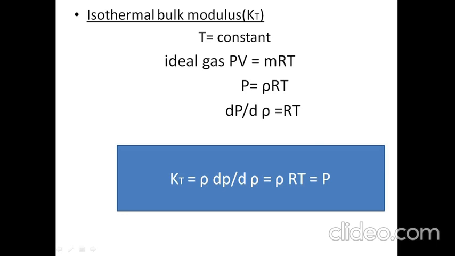Isothermal bulk modulus. Isothermal means temperature is constant. Let us take the ideal gas equation. PV is equal to mRT, P is equal to rho RT. Differentiate with respect to density, so dP upon d rho is equal to RT. Put this value into the bulk modulus equation. So we get KT is equal to rho dP upon d rho, which is equal to rho RT. So rho RT can be written as P. So isothermal bulk modulus KT can be written as pressure.